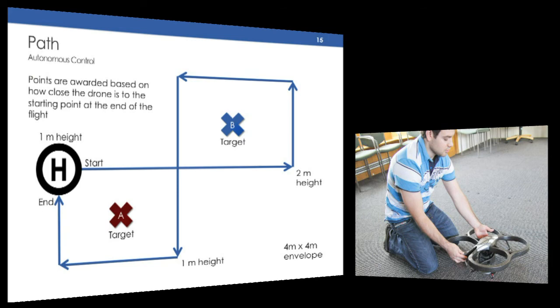The autonomous control portion of our project is based on following this path that's given to us. We have to take off, get to 1 meter height, follow this path around target B and around target A, then change heights in the middle of it, and then get back to the same starting point. And the closer we are to the starting point, the more points we will have at the end.